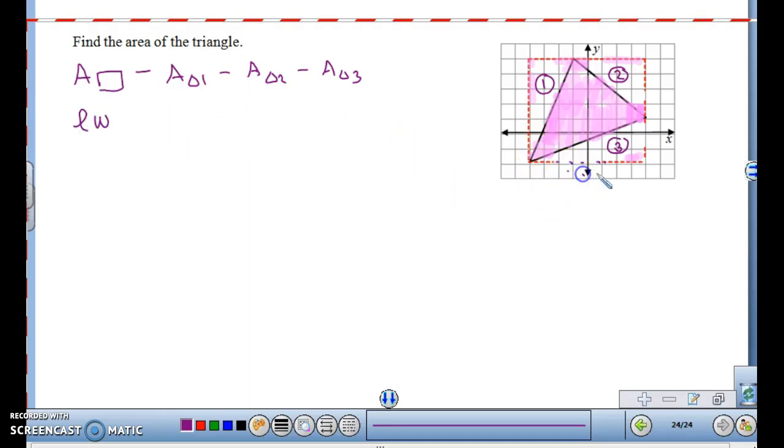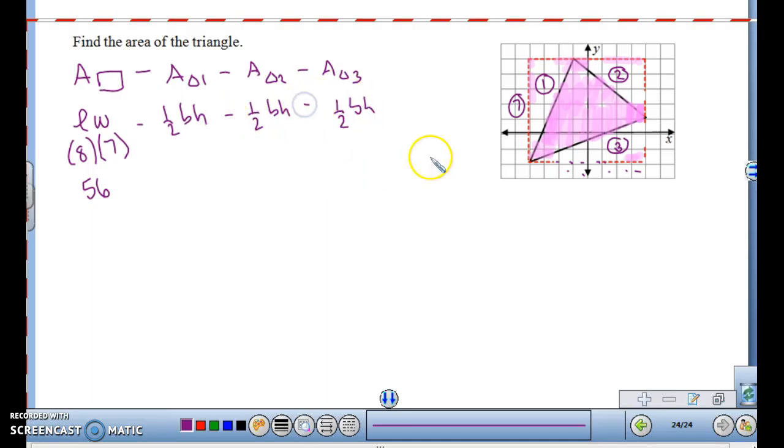1, 2, 3, 4, 5, 6, 7, 8. Times 7 is this one. 1, 2, 3, 4, 5, 6, 7. So this is 56. All right, now each one of these triangles is 1/2 base times height. Okay, so we just have to find the base and the height of each one of these. All right, so this triangle 1 here, the base is 3 and the height is 7.